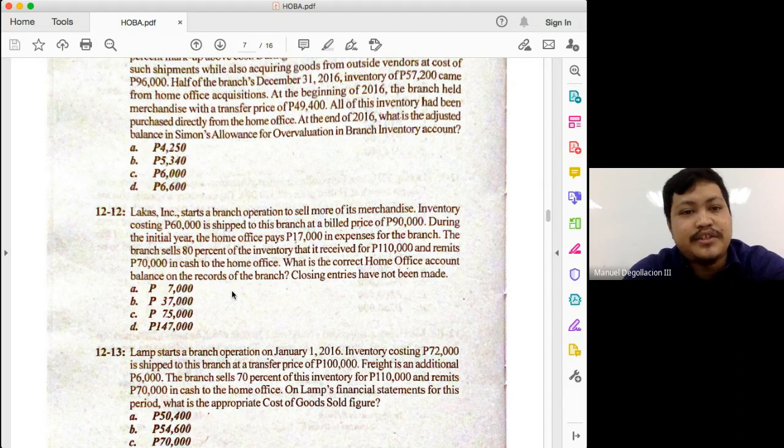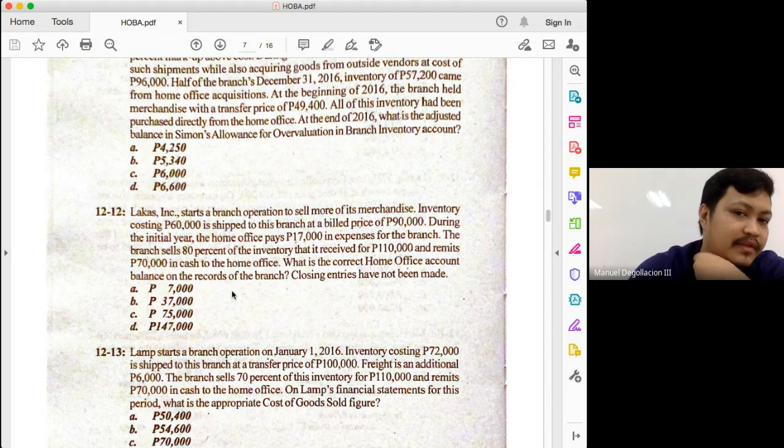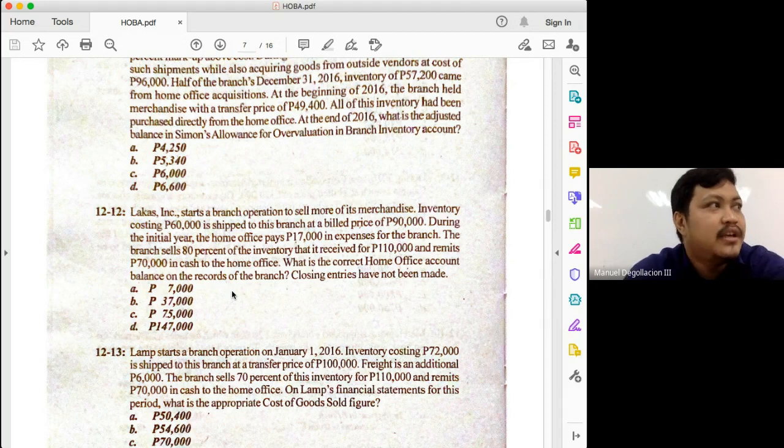The second sentence, during the initial year, the home office pays 17,000 in expenses for the branch. Again, assignment of expenses, entry in the books of the branch, debit, expenses and credit, home office. We treat this as an investment transaction because this is an expense of the branch that was paid by the home office. Entry in the books of the home office, debit, investment in branch and credit, expenses. Okay, so obviously that will affect the balance of the home office account.